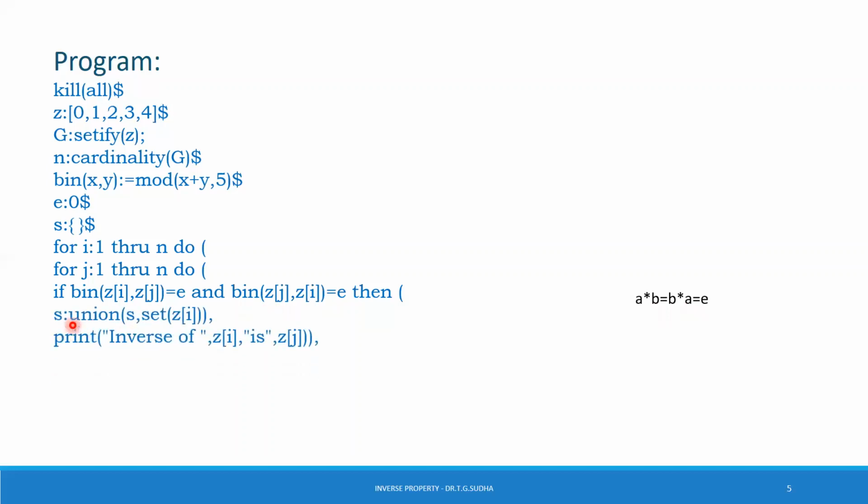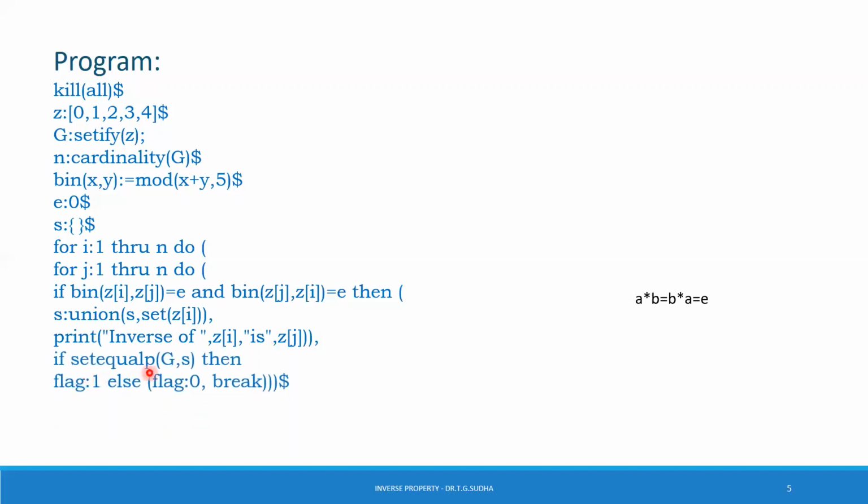Next, S is a set, the empty set, which we have taken here. Now it is the union of S comma set of z of i. What is this z of i? z of i is nothing but the element which behaves as the inverse of z of j. So we give the print command, inverse of z of i is z of j. And this union command returns the union of the sets S and set of z of i.